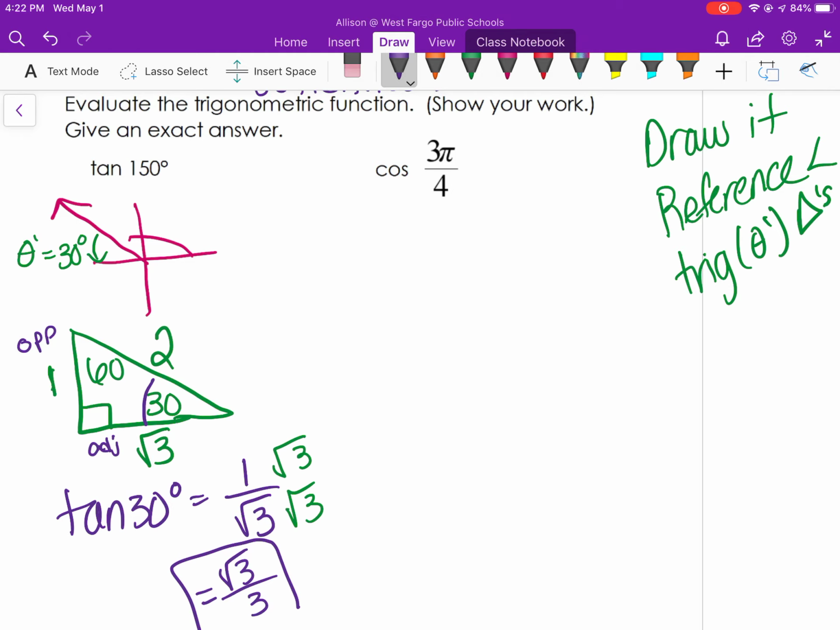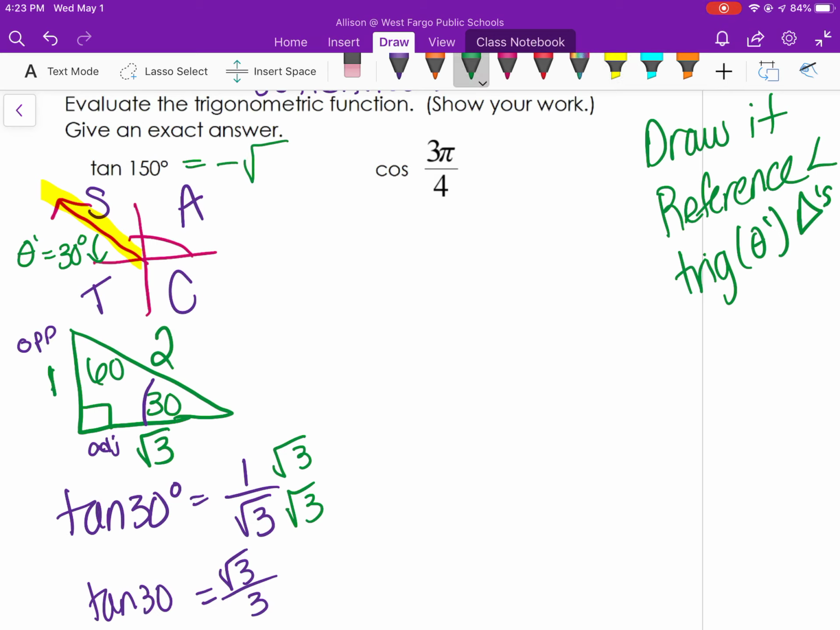Now 30 degrees is in the, I shouldn't circle that yet, not quite done. Tangent of 30 degrees is in the first quadrant, so the tangent of 30 is positive. But the tangent of 150 degrees is in the second quadrant, and tangent's negative there, because all positive in the first quadrant, sine and cosecant are positive here, tangent's positive in the third quadrant, and calculus, cosine, and secant are positive in the fourth. So all students take calculus. Since it ends in the second quadrant and only sine is positive, your answer will be negative square root of 3 over 3.